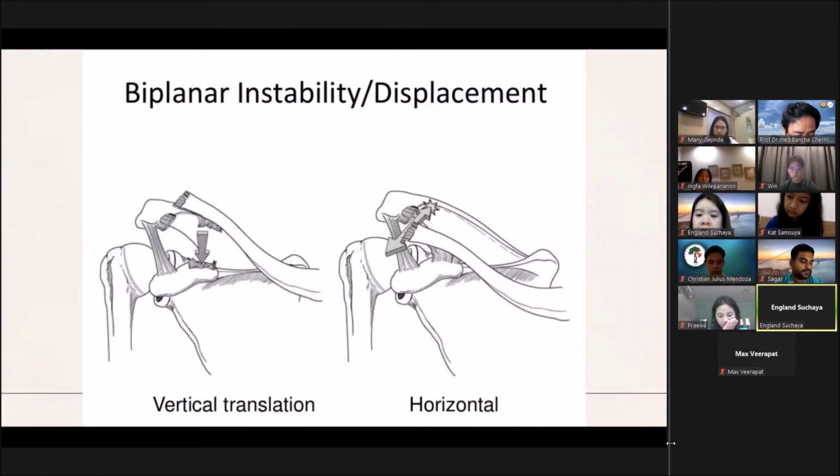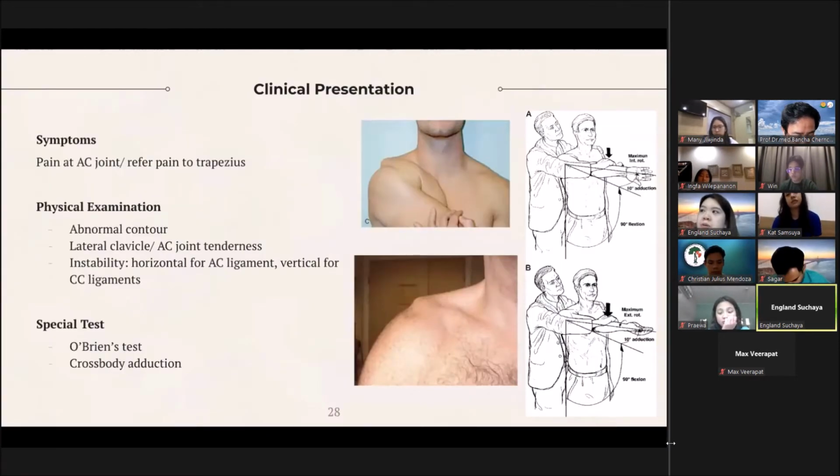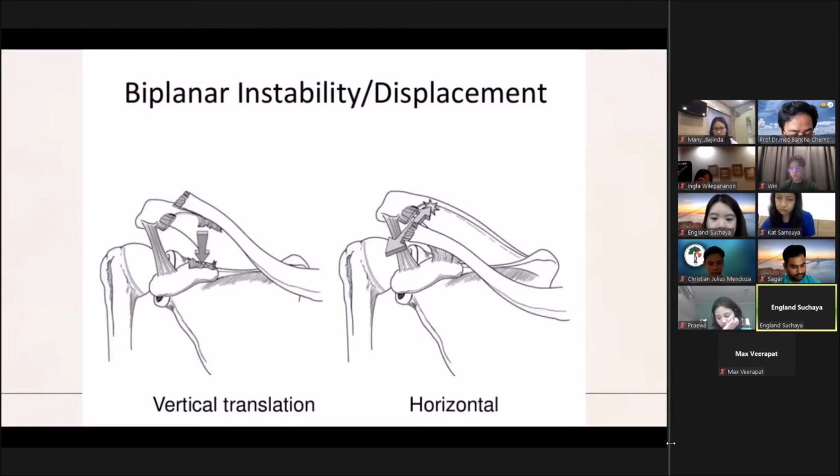For O'Brien, as you can see, we have to do both supination and pronation of the arm. If you supinate the arm, it should get better, and if you pronate the arm, it should hurt during the O'Brien test. Okay, so next. As you can see here in the first picture, there's vertical translation, and that's mainly with the CC ligament. And the horizontal instability is from the AC ligament.